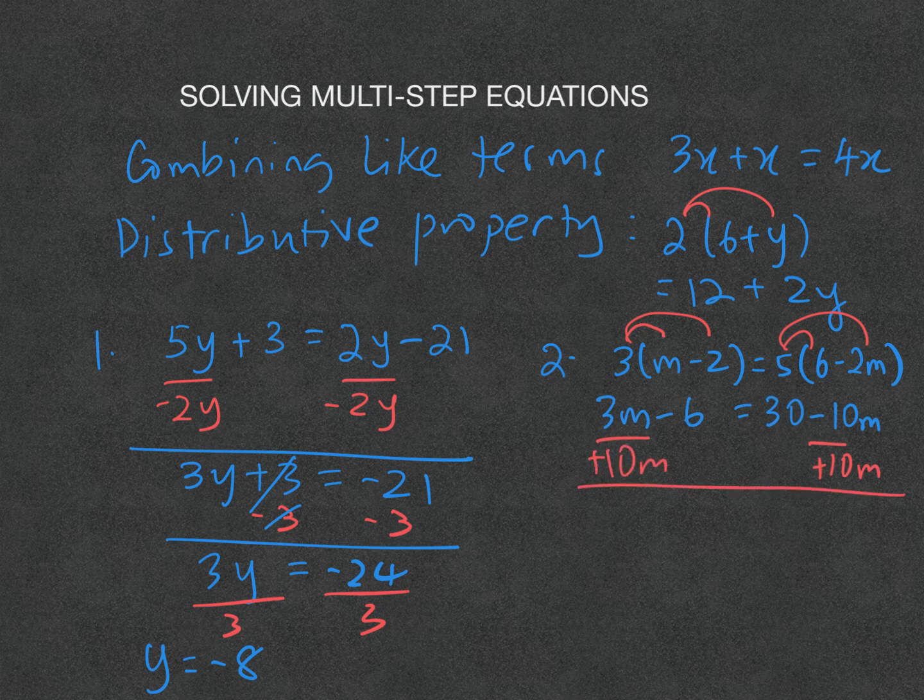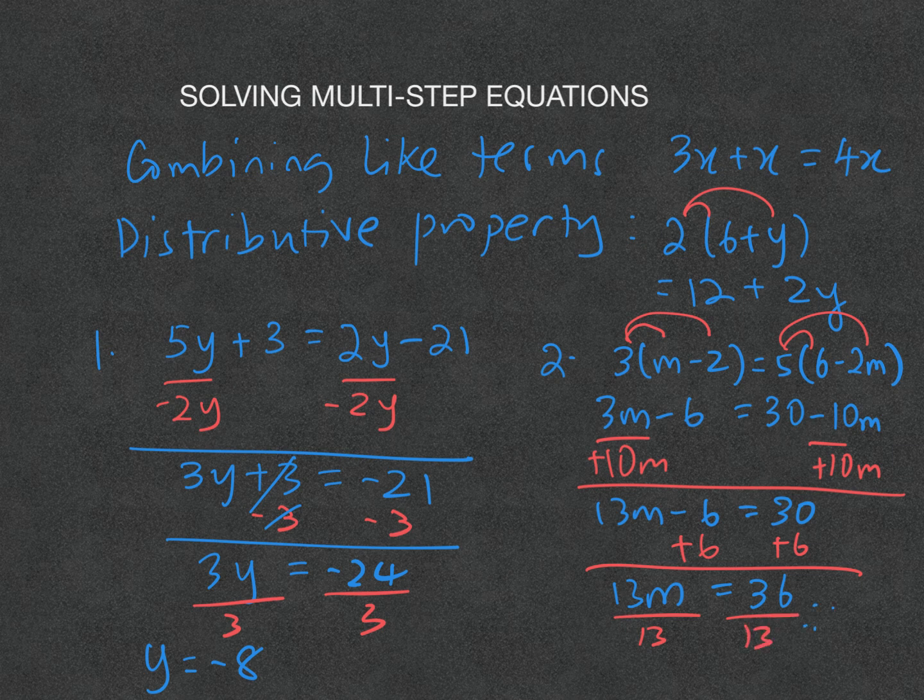So I'll end up with 13m minus 6 equal to 30. We end up with a two-step equation again, so I add 6 to both sides. So 13m is equal to 36, and I divide both sides by 13. So m is equal to 36 over 13 as the answer. I don't think we can simplify that further.